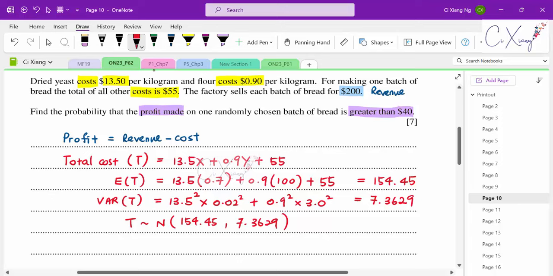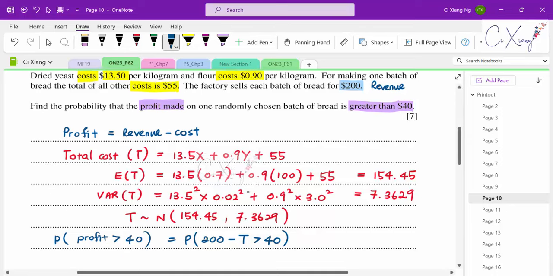Then if I continue with the calculation for the probability, what they want us to calculate is the probability that the profit is greater than 40. So if they want to find out profit is greater than 40, like what I showed you just now, profit means revenue, which is 200, minus the cost. So my cost is the T, right? Then greater than 40.